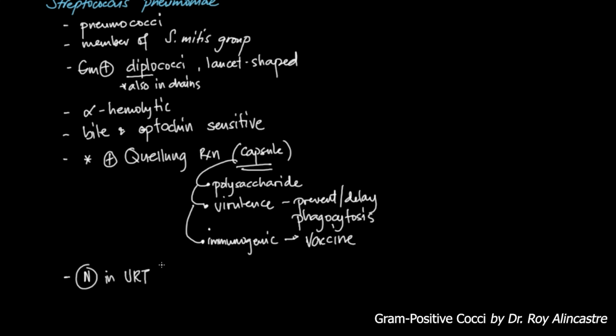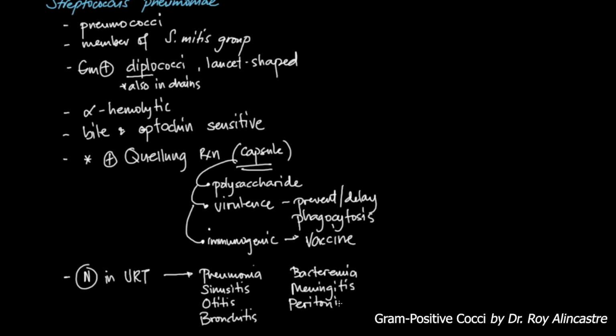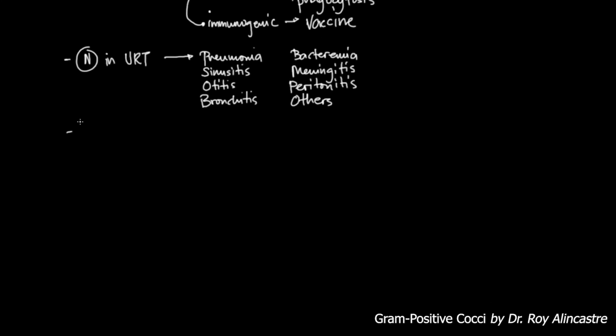So they are normal inhabitants of the upper respiratory tract, but they can cause pneumonia, sinusitis, otitis, bronchitis, bacteremia, meningitis, peritonitis, and other infections. Pneumococci have different types based on the capsular polysaccharide, no? Of which there are 91 types identified.